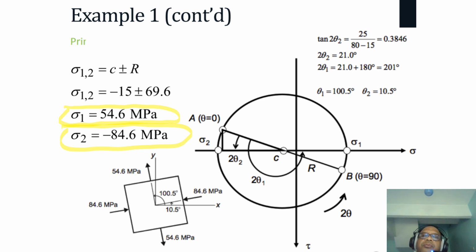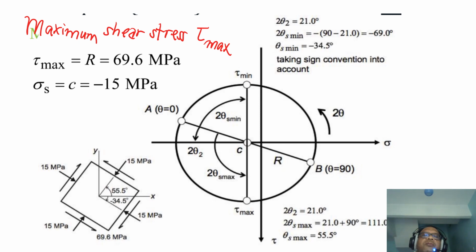Okay, so you can do the calculation by now. I don't have to show you all the details. And then you can find the maximum shear stress, tau max, equals R, 69.6 megapascal, and the stress at the condition where shear stress is maximum is given by minus 15 megapascal, which is OC. And this is the angle, 2 theta. You can look at it taking the sign convention into account. Please go into the details. This is a moment for you to do self-learning here.